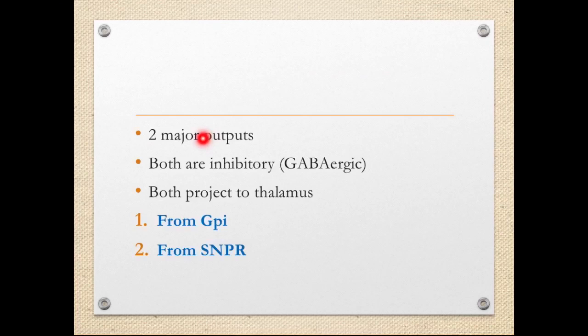And then there are two major outputs from the basal ganglia, and both of them are inhibitory, and both of them project to the thalamus. One is from globus pallidus internus, that direct pathway, right, whether the direct or the indirect. From globus pallidus internus it will ultimately end on the thalamus, and that is inhibitory via GABA neurotransmitter. Second is from substantia nigra pars reticulata, that is also inhibitory neuron.